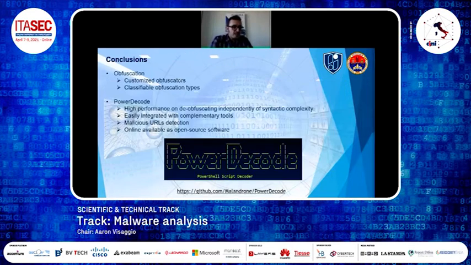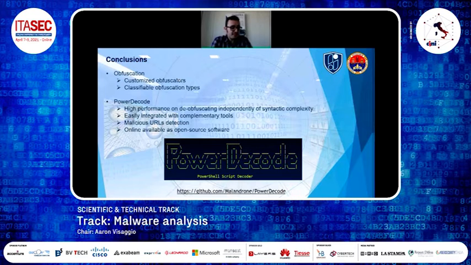In conclusion, we can see that there are infinite ways to obfuscate a script using PowerShell, and on the internet we can find a lot of customized obfuscators, but despite these features, all obfuscation performable in PowerShell is classifiable. As regards PowerDecode, it can deobfuscate a wide range of scripts independently of syntactic complexity, due to the implicit knowledge of the unary syntax tree.